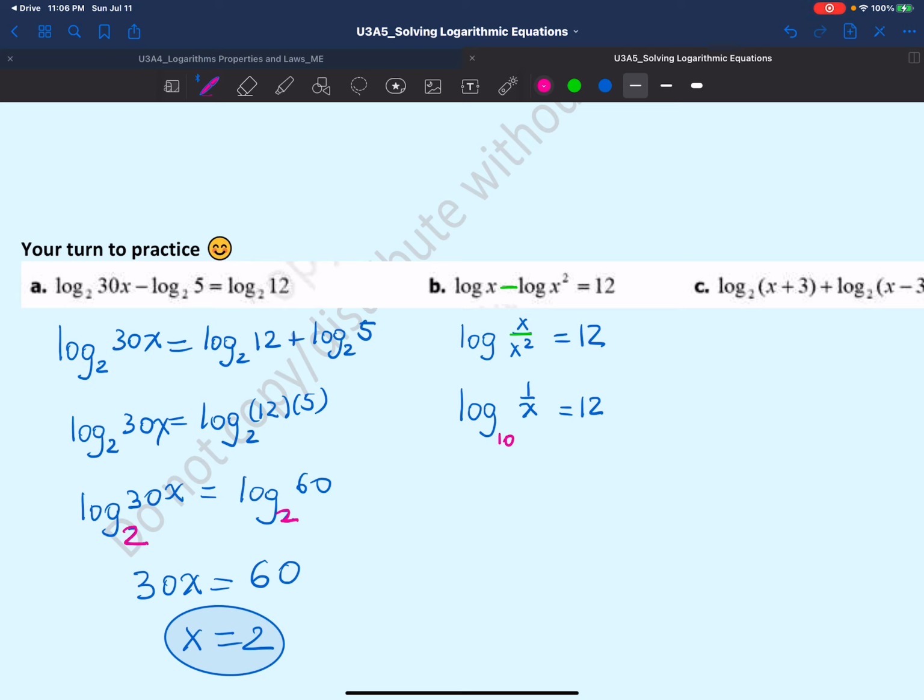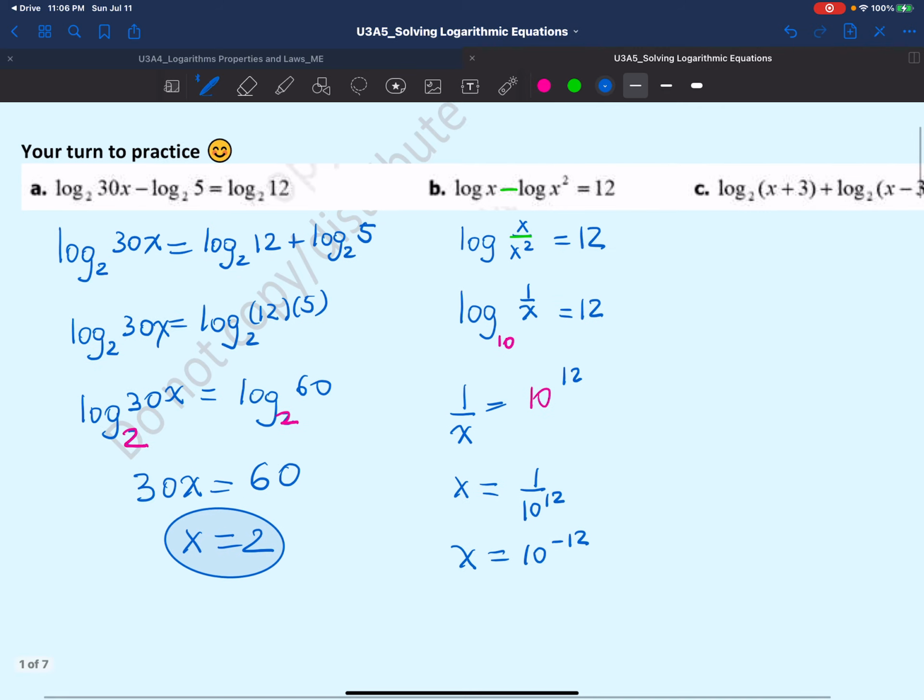Now we're going to use the exponent properties, or log properties, you can say. So we have 1 over x. We'll convert the log statement into an exponential statement, equals the base 10 to the power of 12. So that will make x equal to 1 over 10 to the power of 12, or 10 to the power of negative 12. Voila.